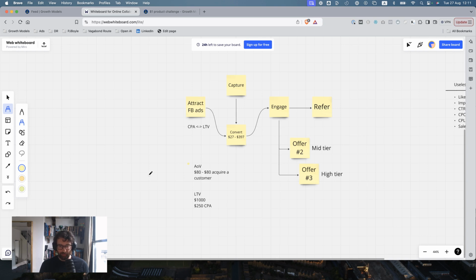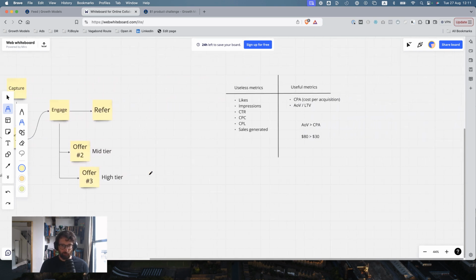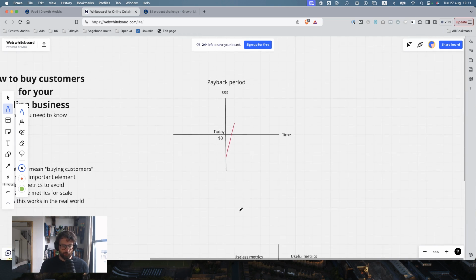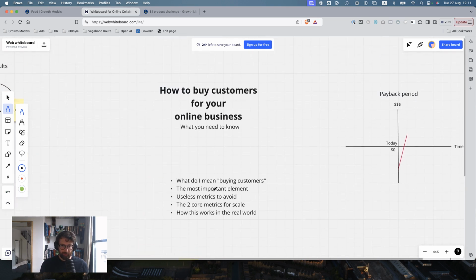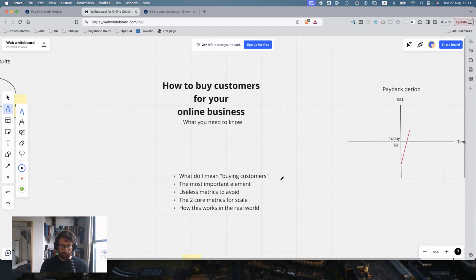There are ways to do that. We talk about them quite often in the Growth Models Plus community, but this is the key. This is what you want to be focused on. AOV, CPA. Everything else is secondary to help you improve these two things. You look at those and you try to get this payback period as short as possible so that your business can stay alive. You can continue to put money into ads and continue to attract more customers to your business. That is the long and short of it. That is the economics of how to buy customers for your business.